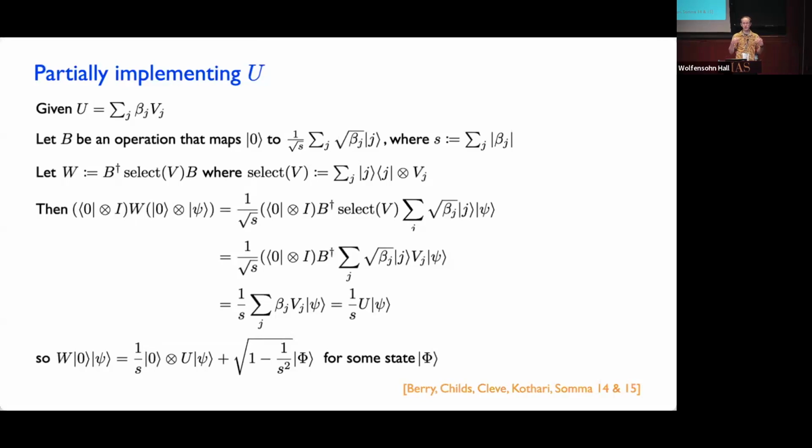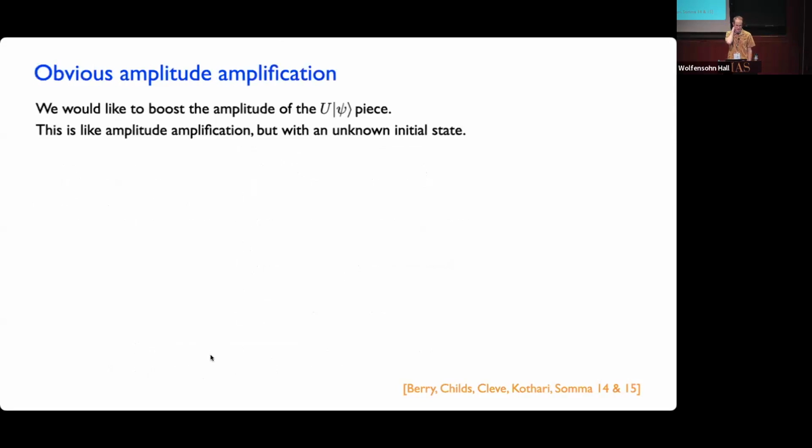But of course, in general, it's going to be scaled down in some way by this parameter s. If s is very large, then we're going to have only a very small piece of the state in which we actually did the thing that we want. So what we have to do after this is to boost, to try to get this piece of the state to actually be the whole state. And that's this oblivious amplitude amplification.